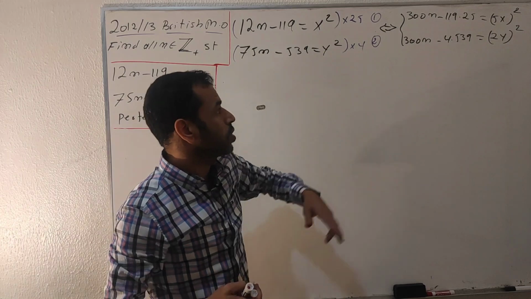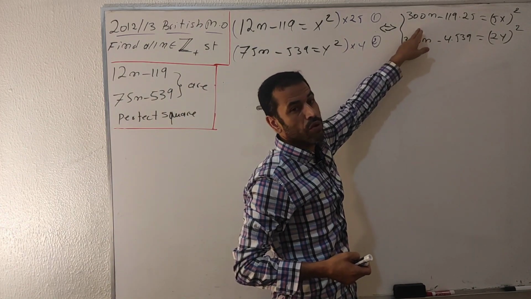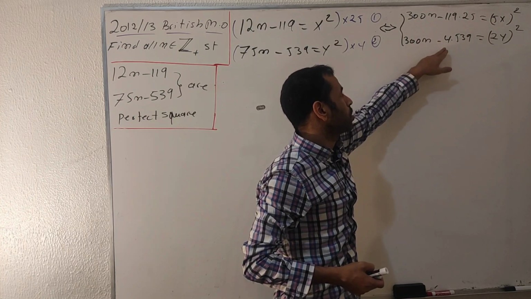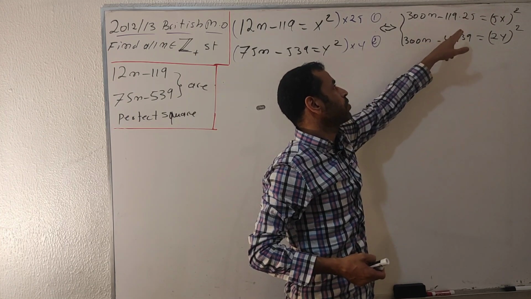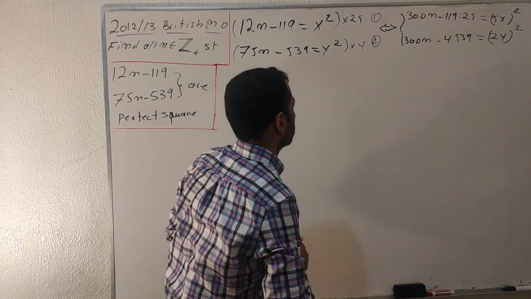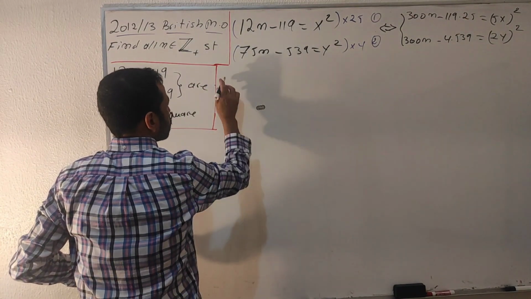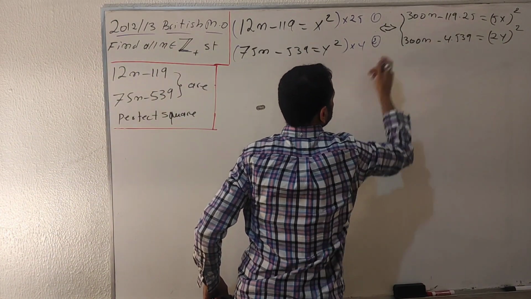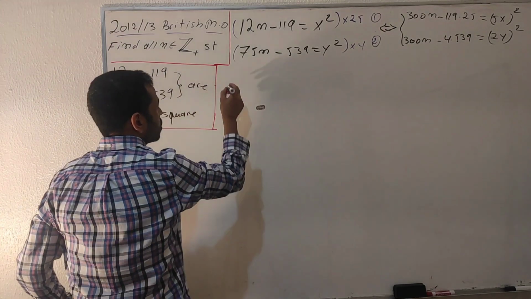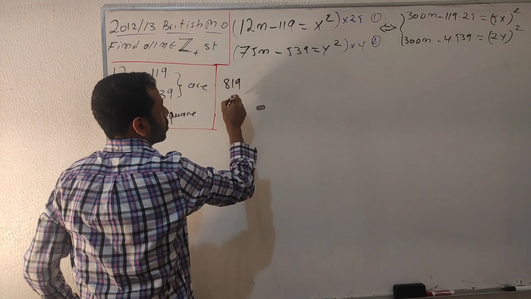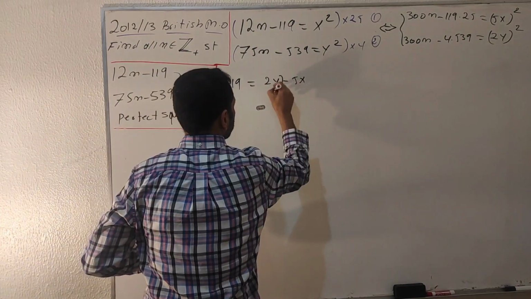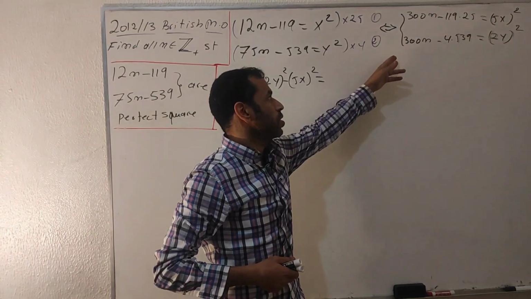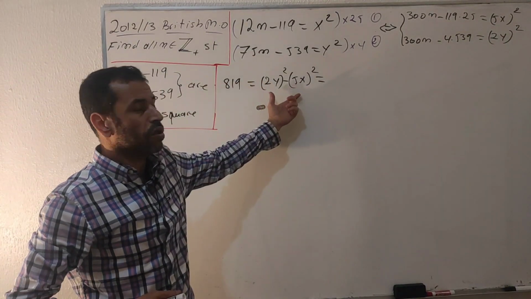Then I'm going to take the first equation minus the second equation. If I do this one minus this one, this is negative, and this one becomes positive, because this one is bigger than this one. So the 300 cancels out, and I get this term minus this term, which is clearly 819. So 819 equals (2y) squared minus (5x) squared. This difference is also a difference of two squares.